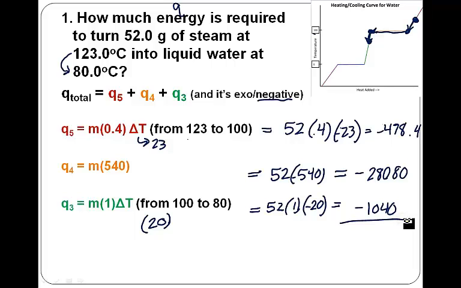Now, I do want to point out that the Q4 is a pretty large number, and you'll always see that be the case. It takes a lot of energy to vaporize or condense any amount of water. When we add these up in our calculator, we should get negative 29,598.4, and our unit is going to be calories. These units will always be in calories because these numbers are based on calories.